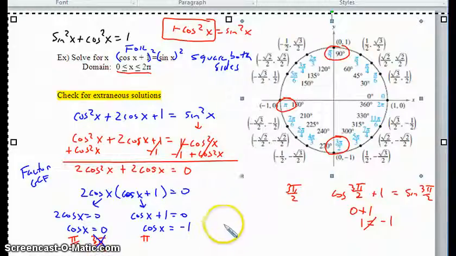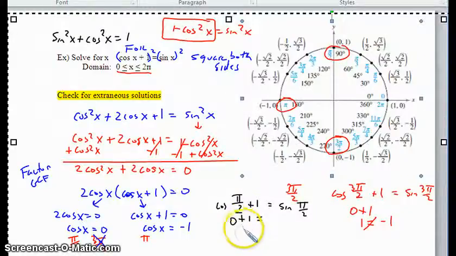Let's go through and check pi over 2. Is the cosine of pi over 2 plus 1 the same as the sine of pi over 2? Well, the cosine of pi over 2 is 0. 0 plus 1 will give me a 1, and the sine of pi over 2 is 1 also. So 1 equals 1, so this will work out.